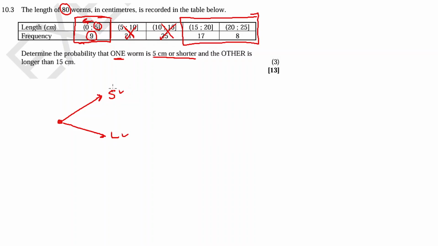What is the probability of choosing a 5 centimeters or shorter? It's 9 over 80. Right? 9 over 80. You know, there's something I don't like about this question. It should be more specific.